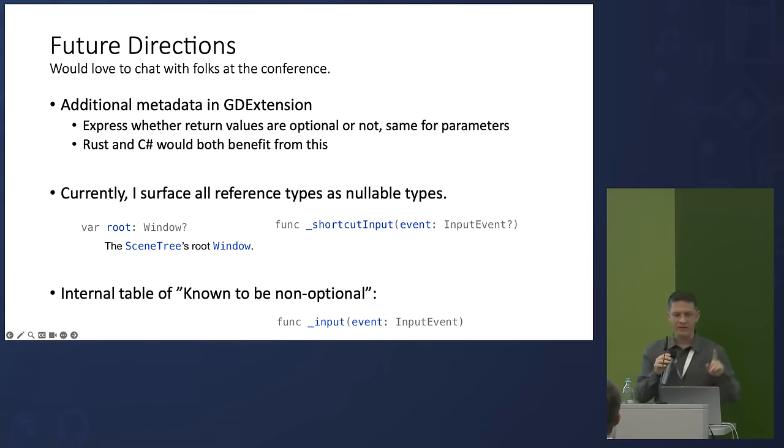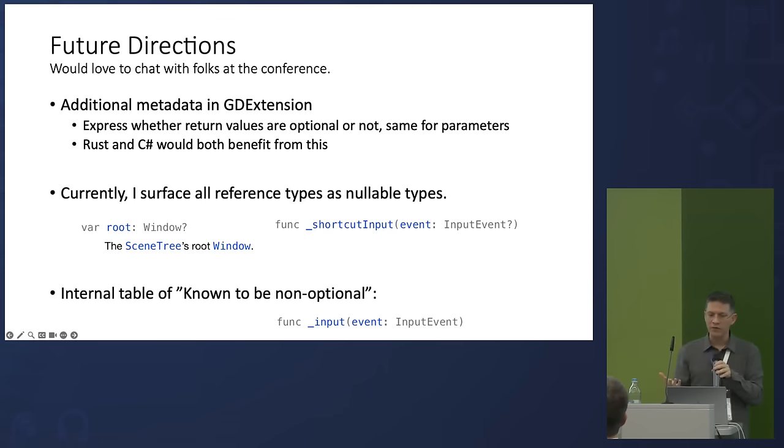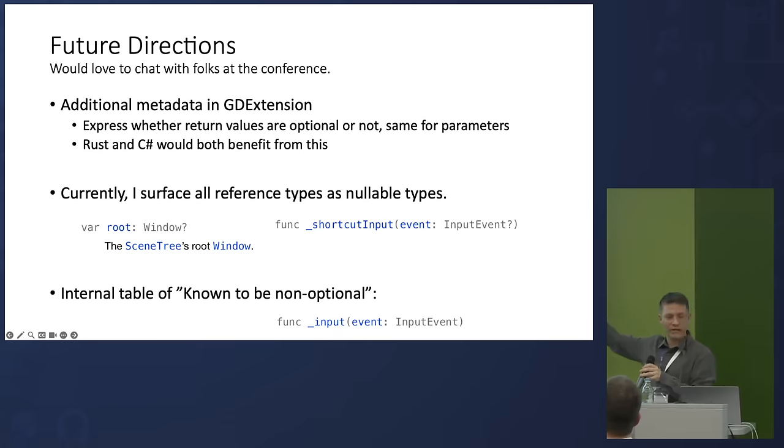All right, feature directions. I would love to chat to folks at the conference about additional metadata in GDExtension. One of the problems I have right now with GDExtension is that I have no way of knowing if a class being passed to me will be nullable or not, optional or not. So I have to assume everything is optional, and I always have to check. In a bunch of places, I can safely know this is never going to be null. That would improve not only Swift, which I think is the best language in the world, but also the lesser languages, like C Sharp and whatever the other one is.